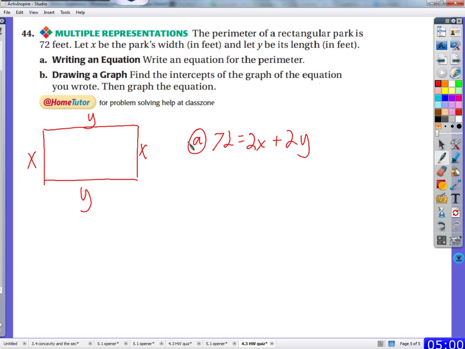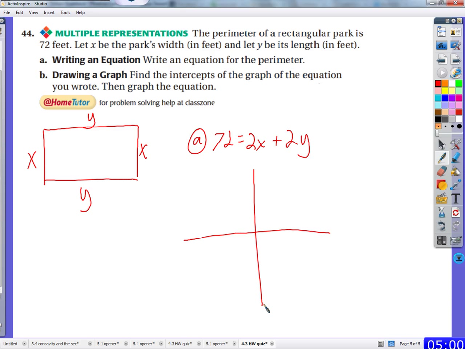Find the intercepts of the graph of the equation you wrote, then graph the equation. So we want to find the intercepts. We want to find the y-intercept where it crosses the y-axis and the x-intercept. How do we find the y-intercept? Zero for x. Why do we put zero for x to find the y-intercept?